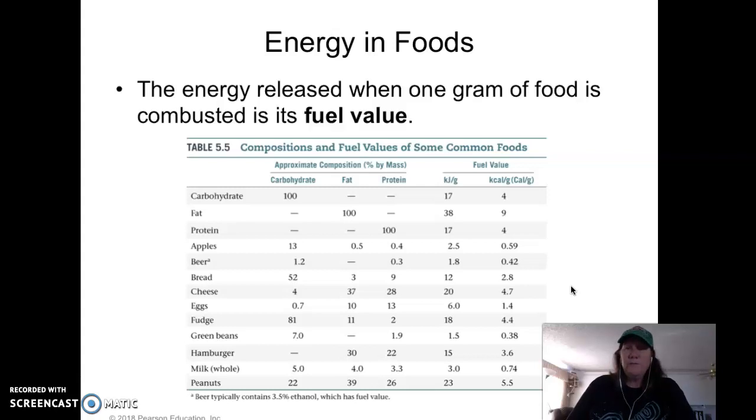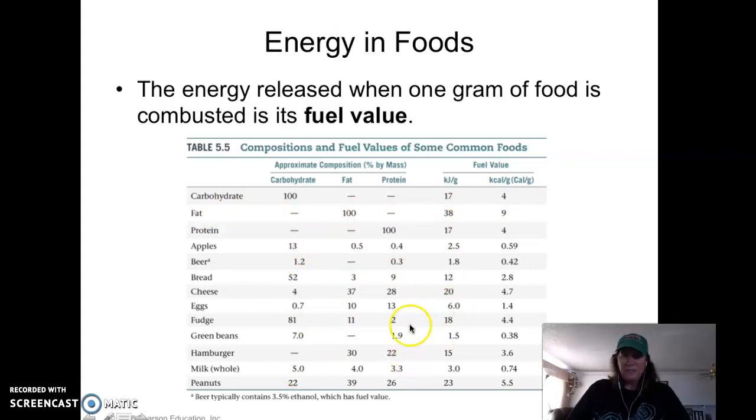Okay, energy in foods. They kind of do it the same way. They look at 1 gram of food and they look at its food value. Now, when you see it listed on your labels, it always says calories, but it's really kilocalories. From a carbohydrate, this is how much energy you get, 17 kilojoules per gram. Or if you want to switch it to kilocalories. Fats have much more energy. Proteins and so on.